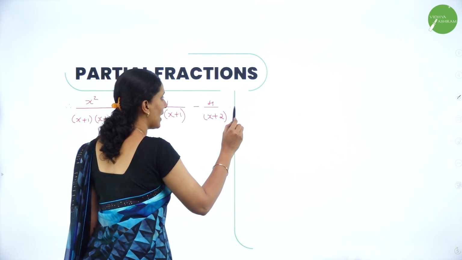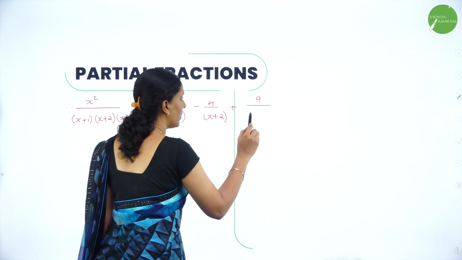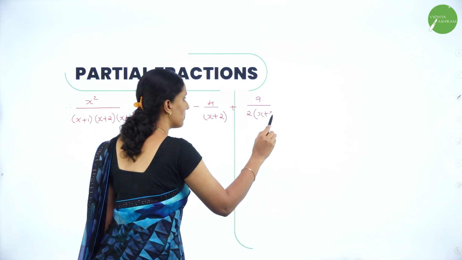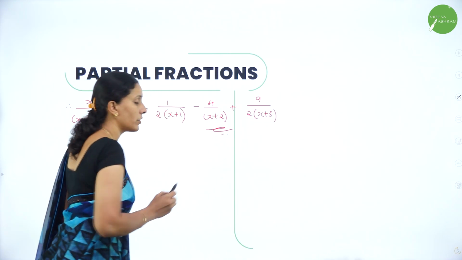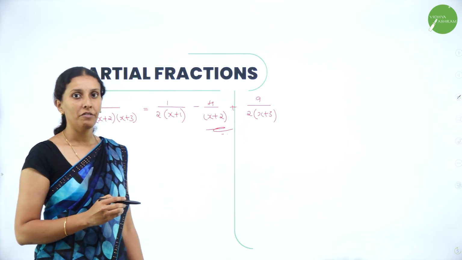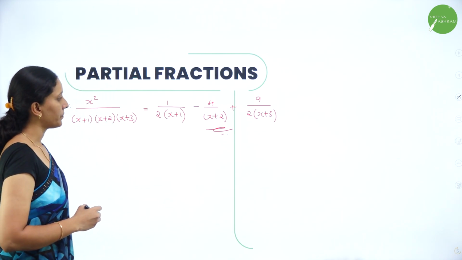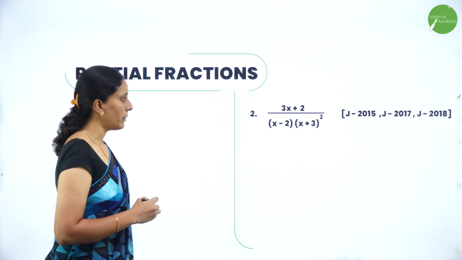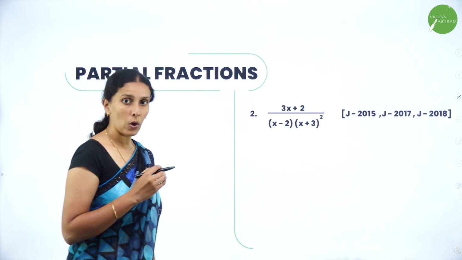And C as 9 by 2. So, it becomes 9 by 2 into x plus 3. So, this is how we have resolved the given rational function. Next, 3x plus 2 divided by (x minus 2)(x plus 3) whole square.